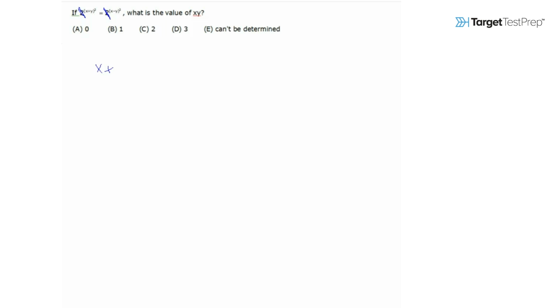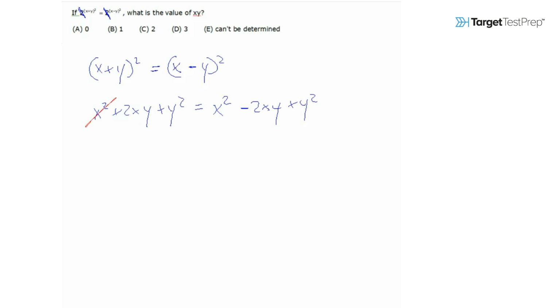So what we have here is x plus y all squared equals x minus y all squared. This is testing us on some of your quadratic principles, or the quadratic identities. For those that have these memorized, we have this equaling x squared minus 2xy plus y squared, and then we can start canceling. So x squareds are gone, y squareds are gone. We can bring this over, which gives us 4xy equals 0, or xy equals 0.